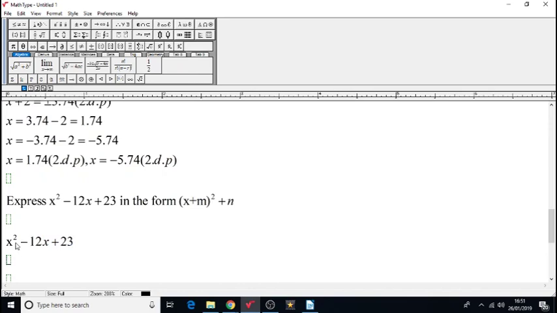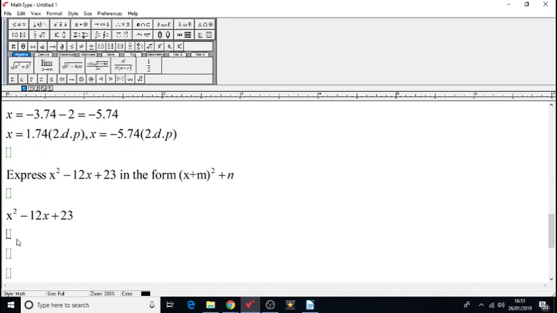So the same process, we work out our a, b, and c values. So here a is equal to 1, b is equal to minus 12, c is equal to positive 23. So now we need to work with the b value, but it's good to have your a, b, and c values, as I mentioned in the previous question, in case you're using the quadratic formula to solve this equation.